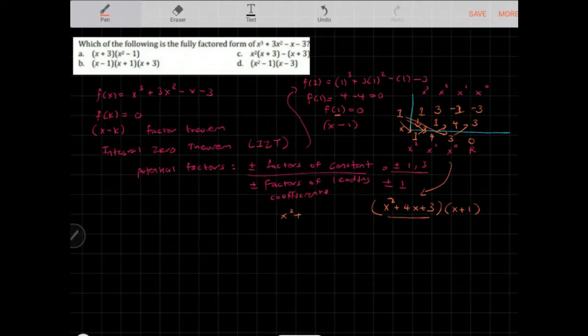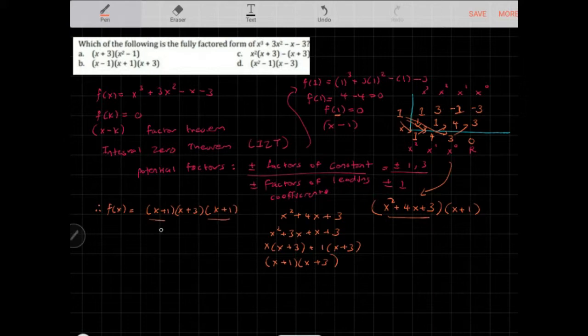The x squared plus 4x plus 3 can be factored as x squared plus two numbers that add up to 4 and multiply to 3: 3x plus x plus 3. If you factor this out, you get x plus 3 plus 1, x plus 3. So you get x plus 1 times x plus 3. Collectively, you can rewrite f of x as x plus 1 times x plus 3 times x plus 1. And if you group the x plus 1's together, you get x plus 1 squared times x plus 3.